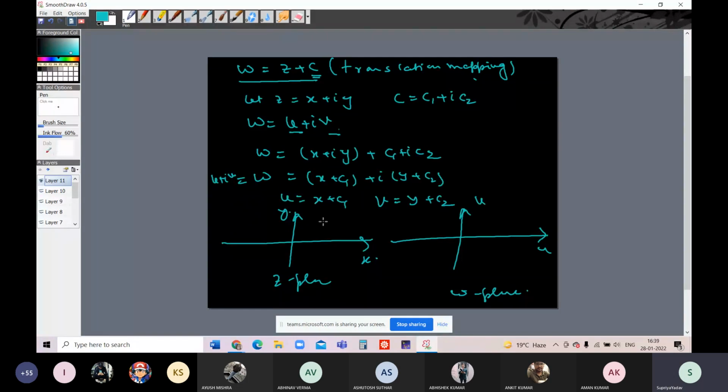For suppose that we have a point z, which is (x, y) here. So correspondingly, this point will be mapped here, where u will be x plus c1 and v is y plus c2. It means that it will be mapped to the point (x plus c1, y plus c2). कैसा होगा ये पॉइंट? x plus c1, मान लीजिए ये x, y था, तो x plus c1 यहाँ पे and y plus c2 will be somewhere here. So this will be the point.